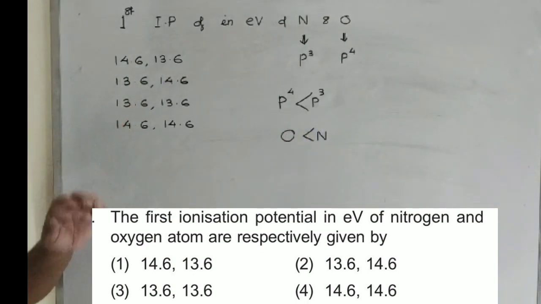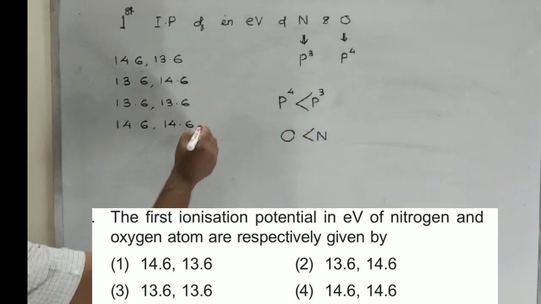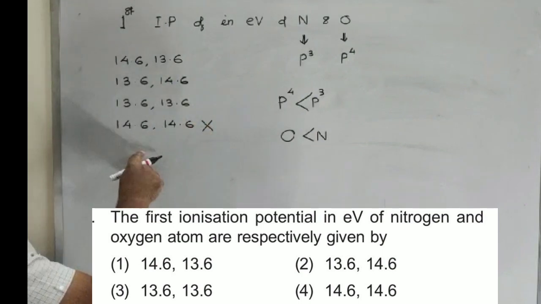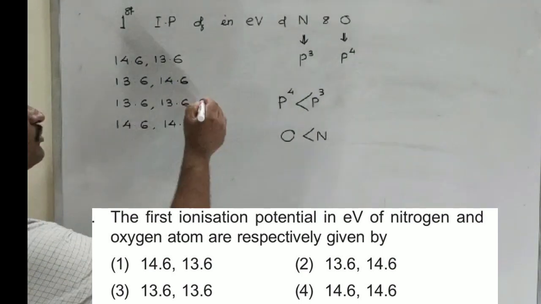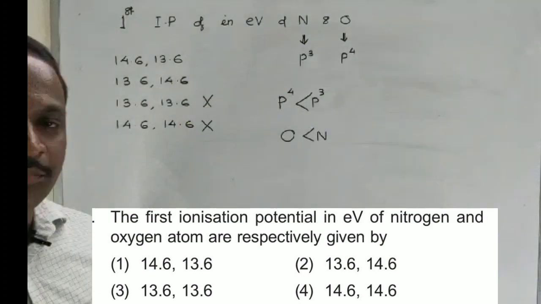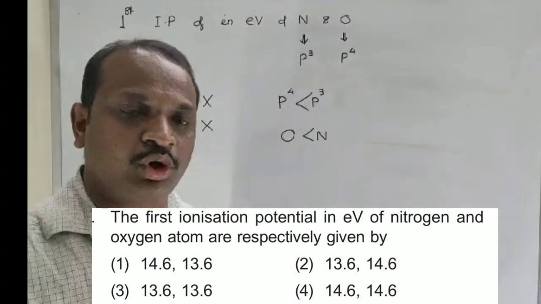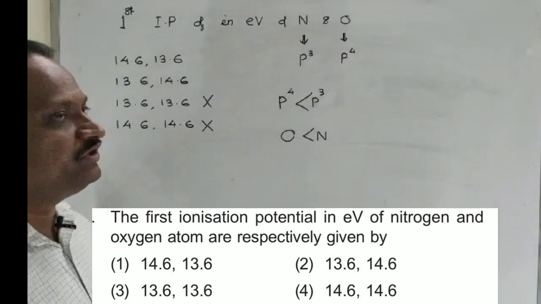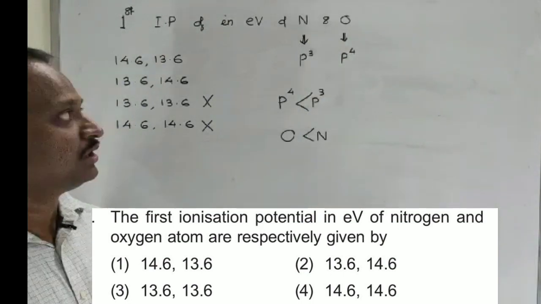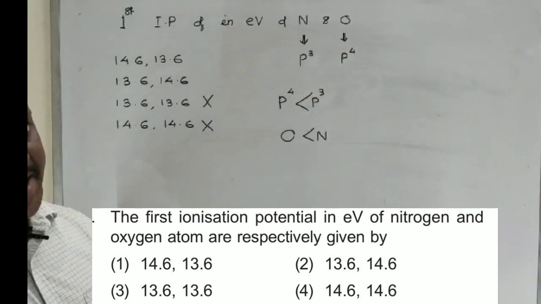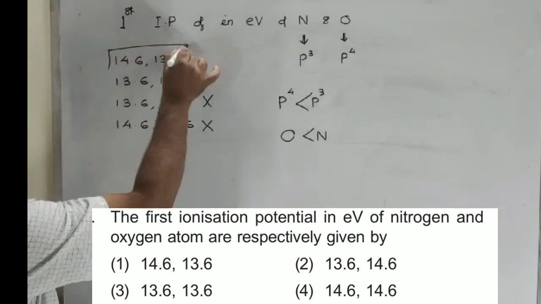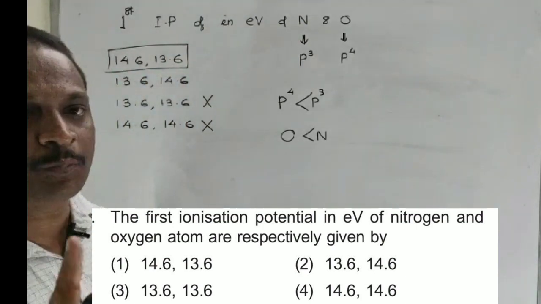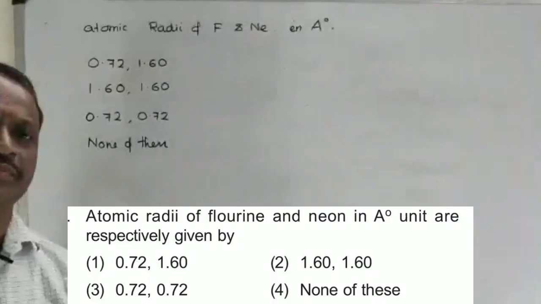So out of these options, your answer is not 14.6 and 14.6 because both are equal. Your answer is not 13.6, 13.6, both are equal. So only two are left. Out of these two, which one is for nitrogen? Nitrogen is the first one, so the first one should be higher. So in that way, option A will be your answer.